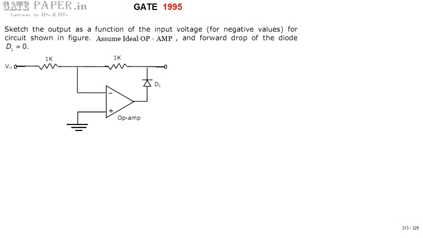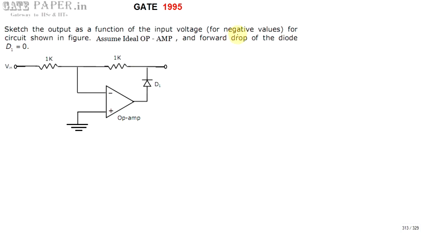Hello, we are discussing the GATE 1995 ECE paper, and this question is related to analog circuits. Look at the diagram. Sketch the output as a function of input voltage for the circuit shown in the figure. Assume an ideal op amp and the forward voltage drop across the diode is given as 0. So we are going to draw the output waveform with respect to the input waveform.